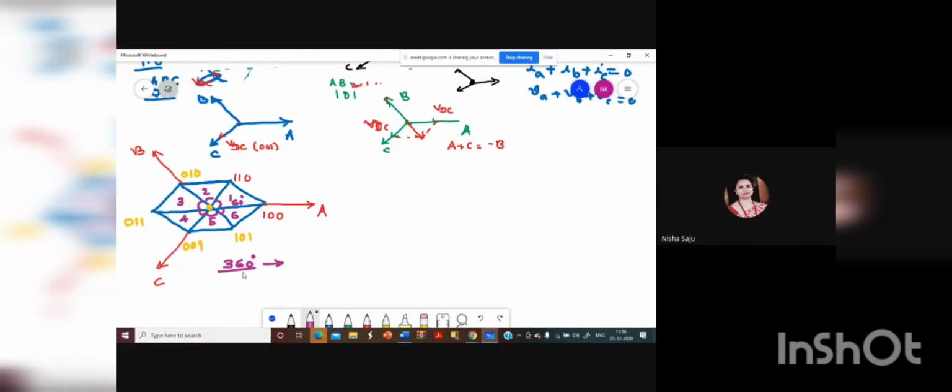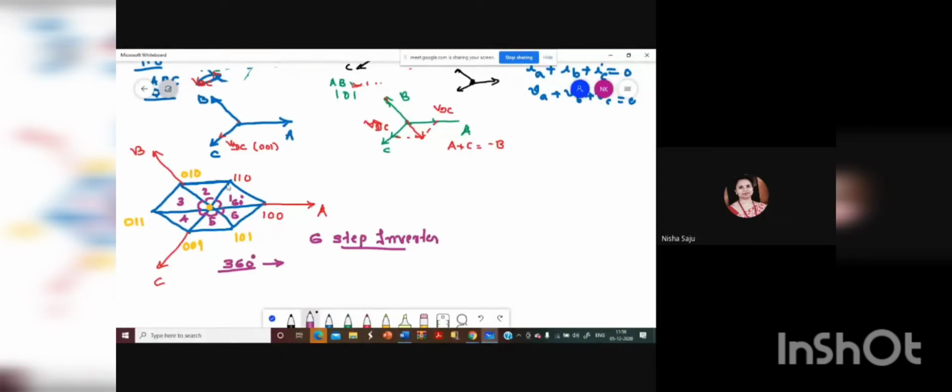Since it takes 6 steps to complete one revolution of 360 degrees, we can call this type of inverter a 6-step inverter. Remember, you have 6 sectors, and each sector is displaced at an angle of 60 degrees.